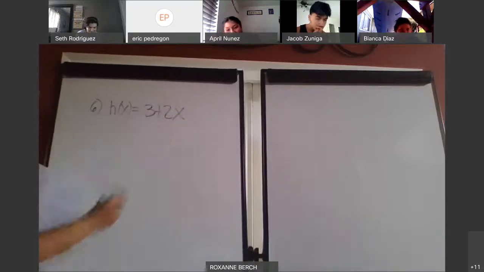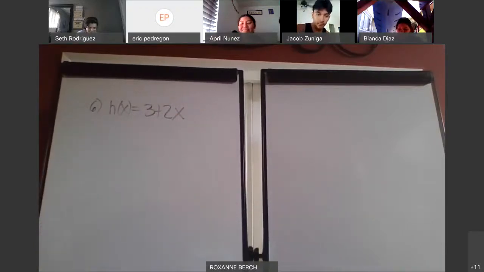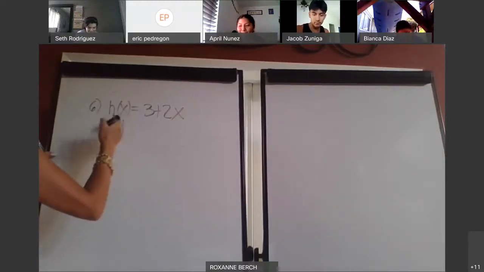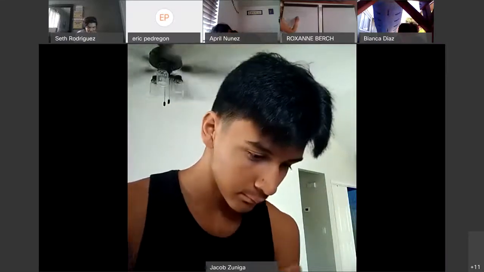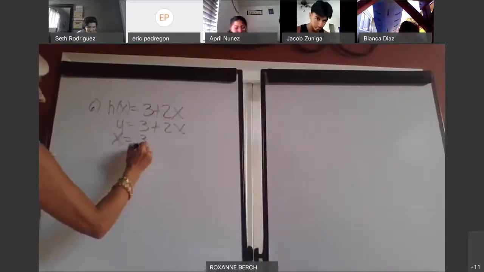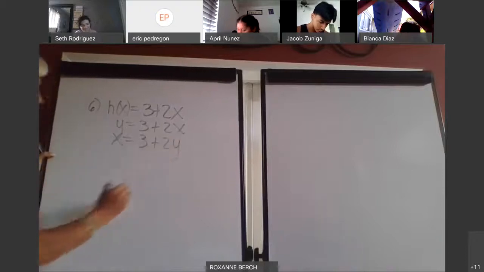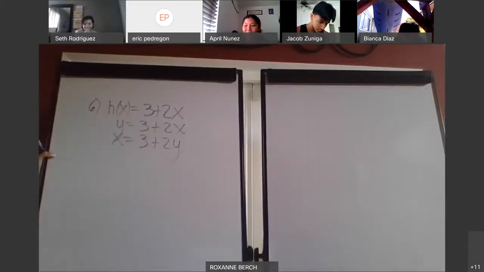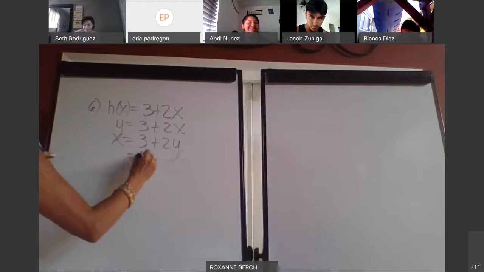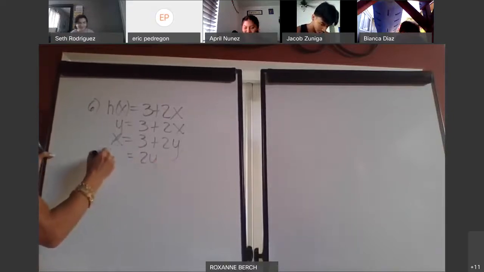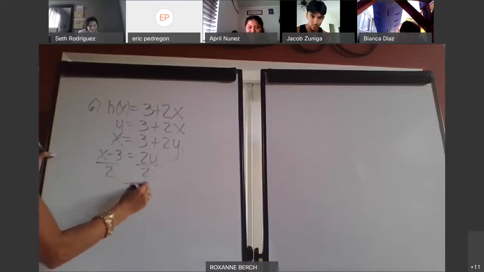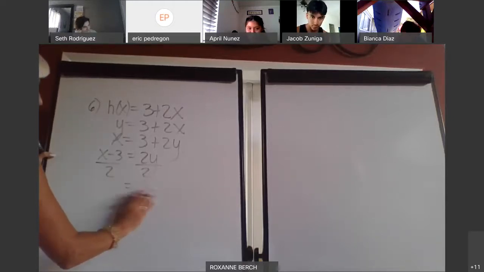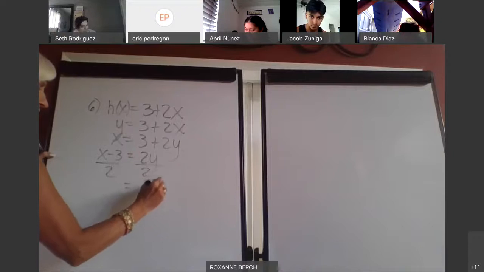Okay, that's the H function, right? Yes. So we're going to find the inverse by changing h of x to y. You're going to switch x and y. And you're going to solve for y. So you're going to subtract 3 and divide by 2 and change y to the inverse notation, which would be h inverse of x.